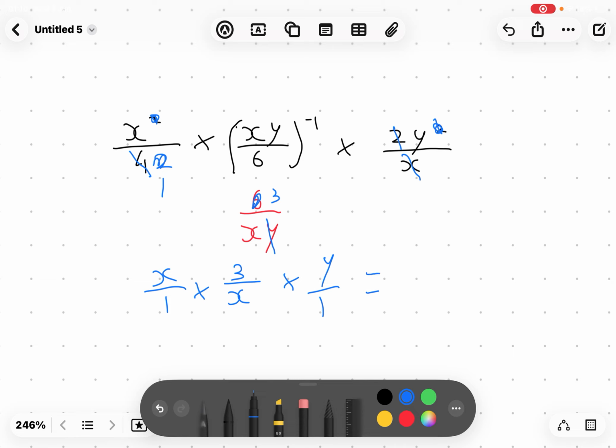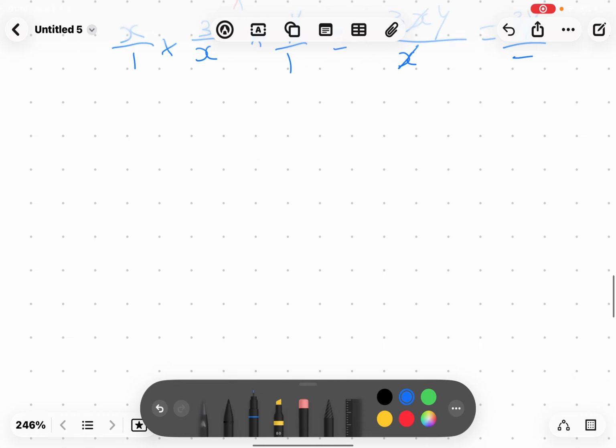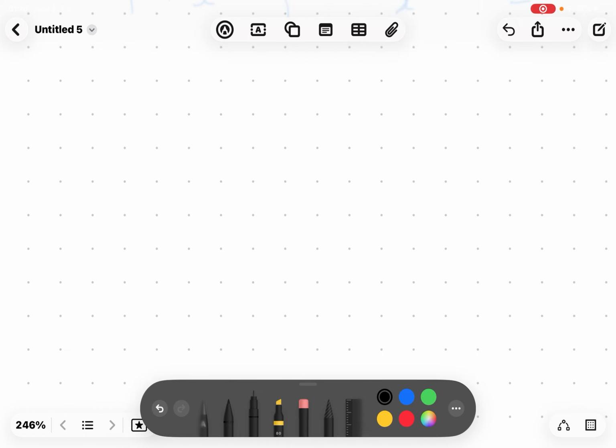And so after that, what we have is basically 3xy over x, because 1 times x times 1x is just x. This simplifies it, so 3y is the final answer. After all that, let's do a harder one.